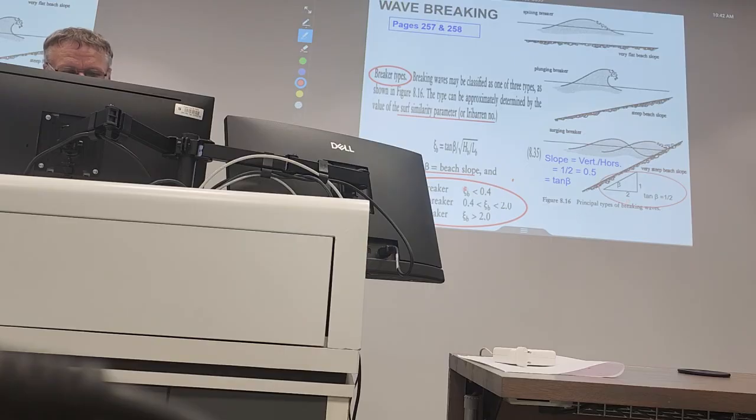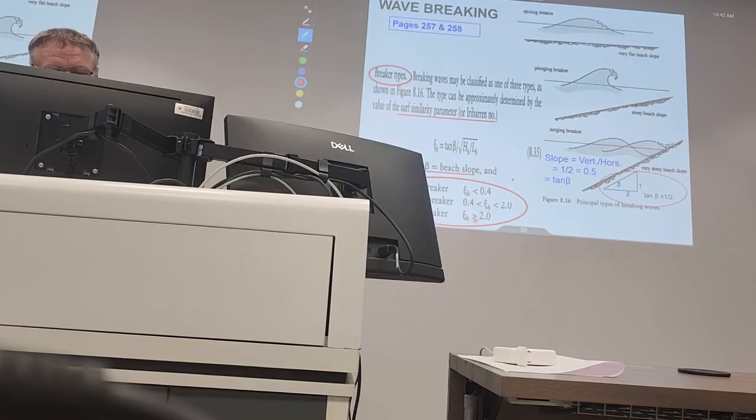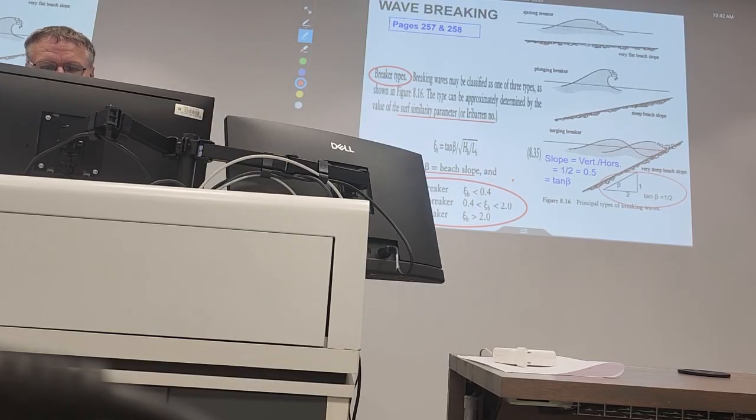So if you look at the different ones, a spilling breaker is just spilling at the top end. Once this epsilon beta becomes higher, between 0.4 and 2, we've got this plunging wave that is breaking a decent break. Then your surging breakers will basically just run up to the shore, especially on some steep slopes. You see this when it's higher than 2, that's normally what's happening.